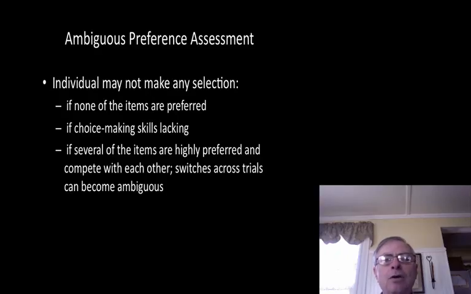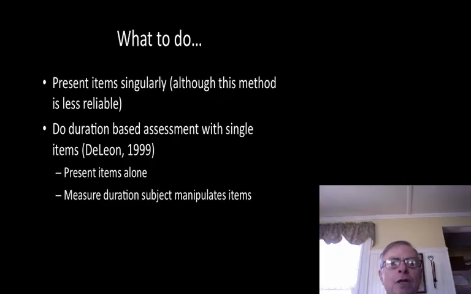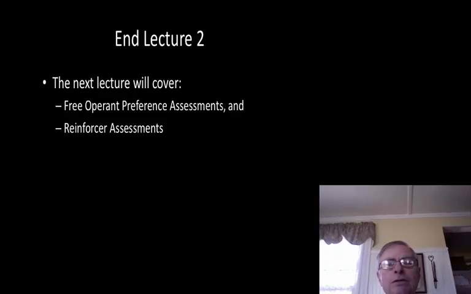Ambiguous preference assessment, where in the world they come up with some of these ideas. Individual may or may not make a selection if none of the items are preferred, if choice-making skills are lacking, or if several of the items are highly preferred and compete with each other and switching between items can become ambiguous. So that's, I wouldn't pay a whole lot of attention to that. So what to do? Present items singularly, although this method is less reliable. Do duration-based assessments with single items like Wilder and Leon said in 1999. Present items alone, measure duration, the subject manipulates them. That's certainly one of the things you can do.